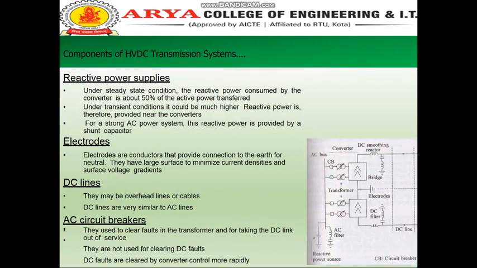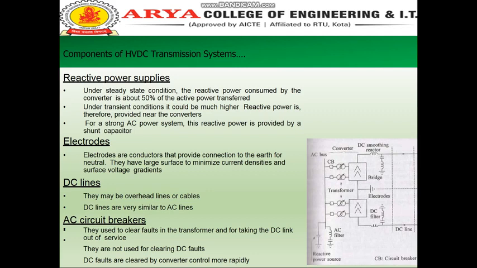Reactive power supply. Under steady state conditions, the reactive power consumed by the converter is about 50% of the active power transferred. Under transient conditions, it could be much higher, therefore reactive power is provided near the converter. For long AC transmission, this reactive power is provided by shunt capacitors.